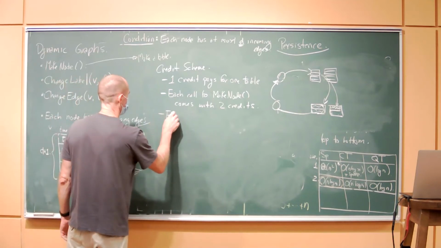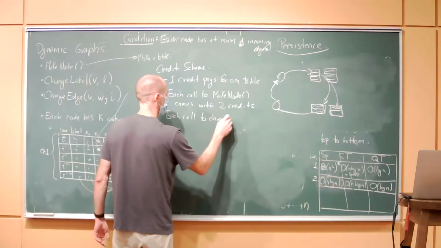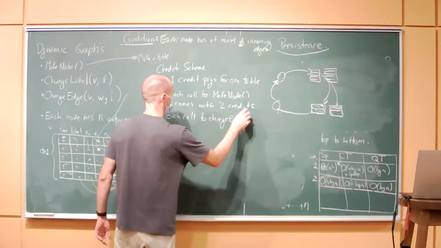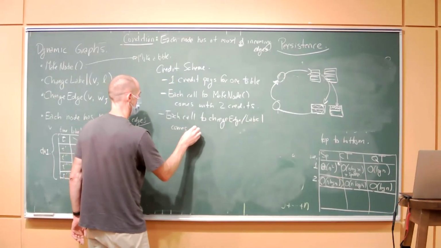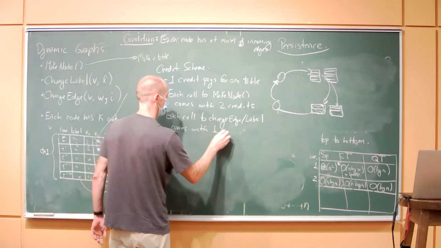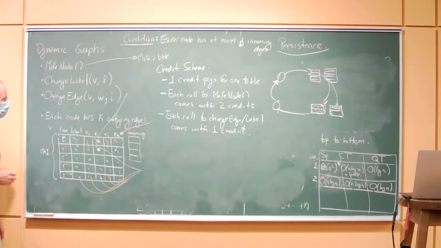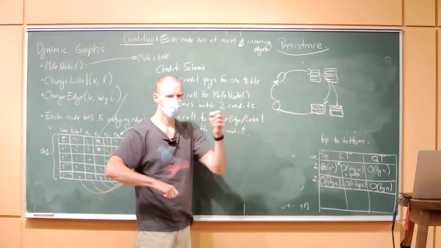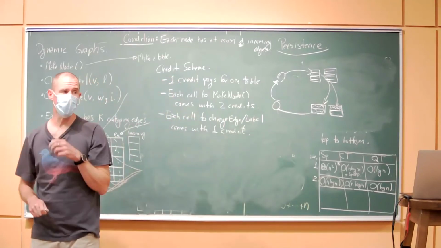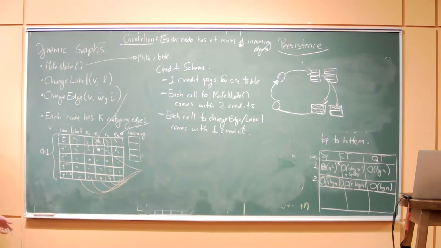And each call to change edge or change label comes with 1 credit. Okay. So when the user says, I want to change the label on some node, they have to give me a credit to pay for that. Most of the time, I won't need that credit right away. I'll save it. But sometimes I'll have to spend those credits.